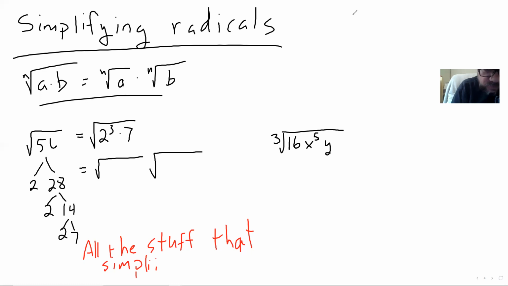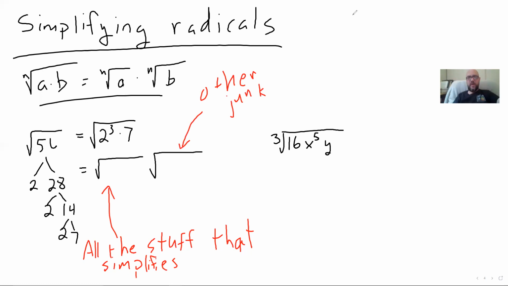And I'll talk about what that means in a second. Oh my God, my writing, I'm sorry. Other junk. And I actually think of this one on the right as like the junk pile. That's where everything goes that can't be simplified nicely.